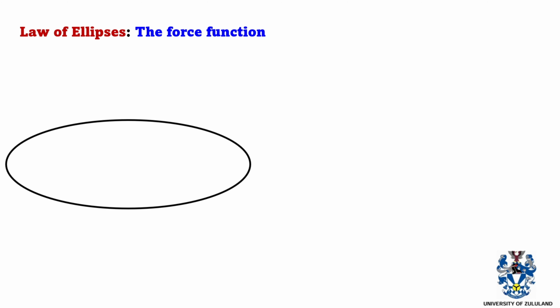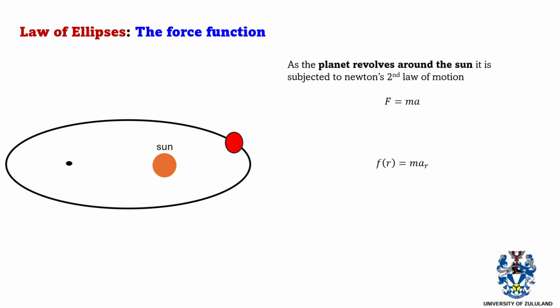Hey there students, under the law of ellipses, we have this thing known as a force function. Let's say we have this elliptical orbit. This is the sun and this is another focus without anything. And then this is a planet which is painted in red.